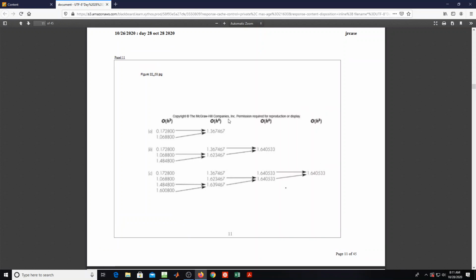Here you have 0.172, 0.68, and then the same thing with one more estimate, then 4 estimates. You take a weighted average of this one and you get 1.3647. Take a weighted average of this one, and then you can take another weighted average to get 1.6403. Take a weighted average of each of these, and you get more of an approximation.